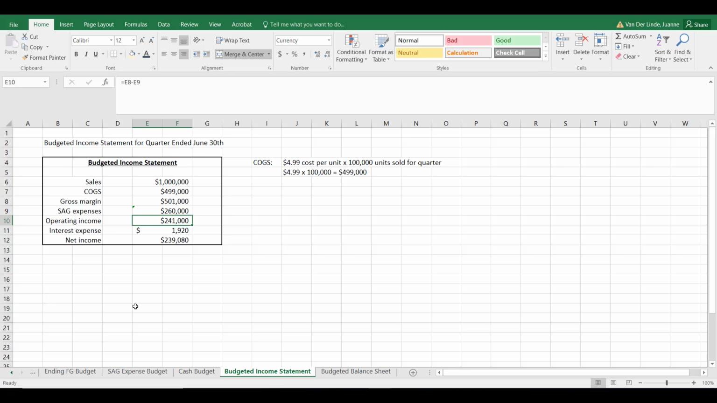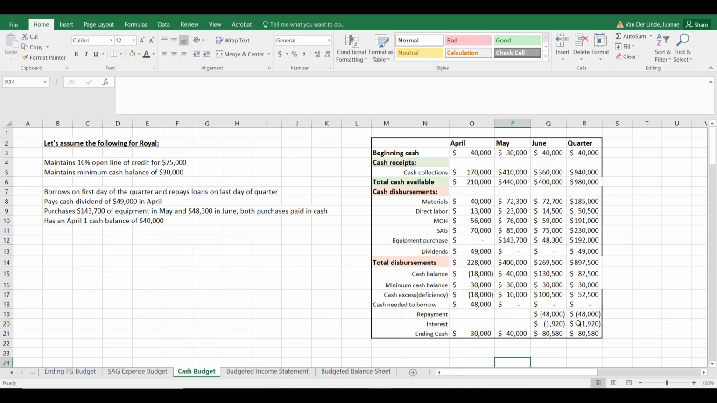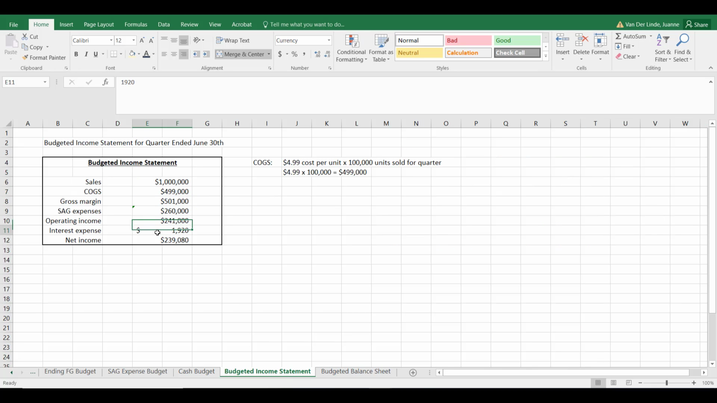And then remember, we had interest expense from the cash budget for repaying that loan. So we need to subtract out the interest expense, and that gives us our net income. So once we get to the point of setting up the budgeted income statement, we're really just pulling numbers from all of the previous budgets that we've created. So now we're going to take a look at how to set up a budgeted balance sheet.